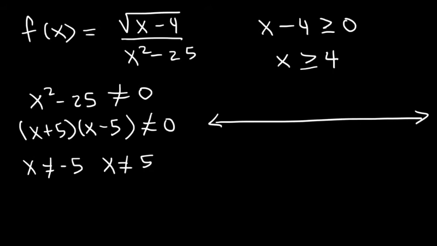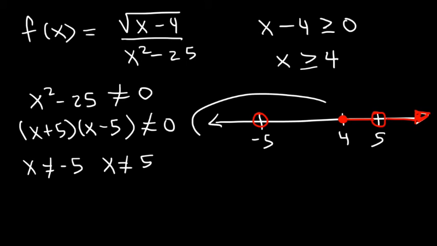Now let us decide the interval. Draw a straight line, mark those points, minus 5, 4 and 5. Here, minus 5 and 5 will be excluded, so I have given the circle over there since they are excluded, but 4 will be included. Now the interval says it is greater than or equal to 4. Look at this, x is greater than or equal to 4.